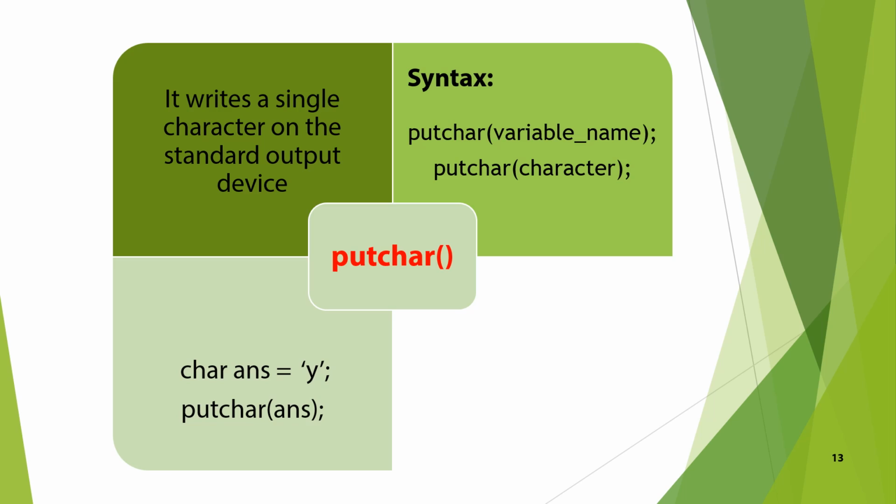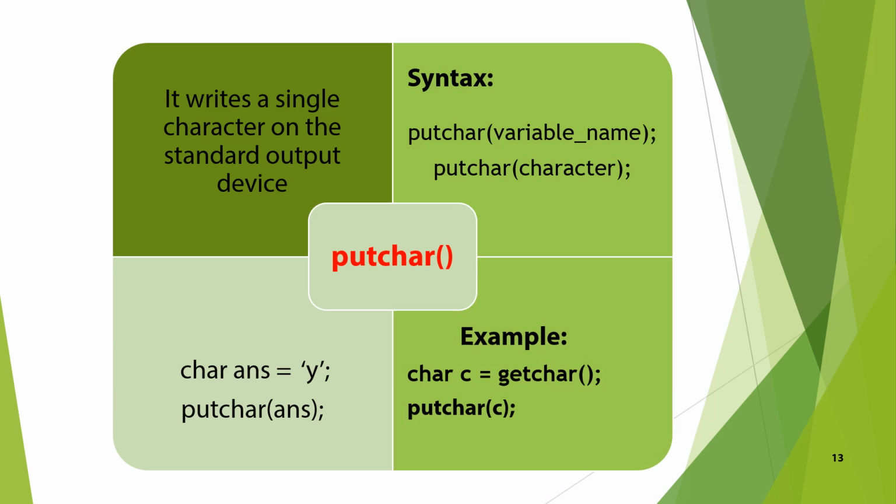For example, if we are writing character answer is equal to 'y', now answer is a variable which is of type character. Therefore y is written in single quotes and we are using the function putchar(answer). So in this particular variable y is stored, so the output will be displayed on the screen and that output will be a y.